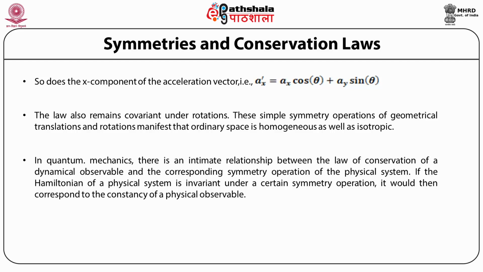We can see this through an example also. Suppose we take the Hamiltonian of a physical system and we say that the Hamiltonian is invariant under a certain symmetry operation, then it would correspond to the constancy of a physical observable. The symmetries may be broadly categorized in two groups. One, the geometrical symmetries associated with space and time, and two, the dynamical symmetries which are associated with the particular features of the interaction involved.